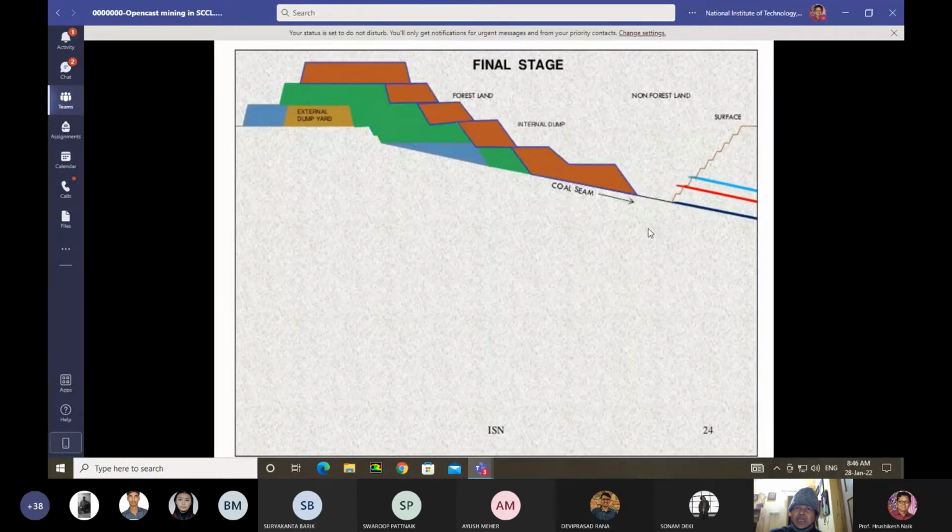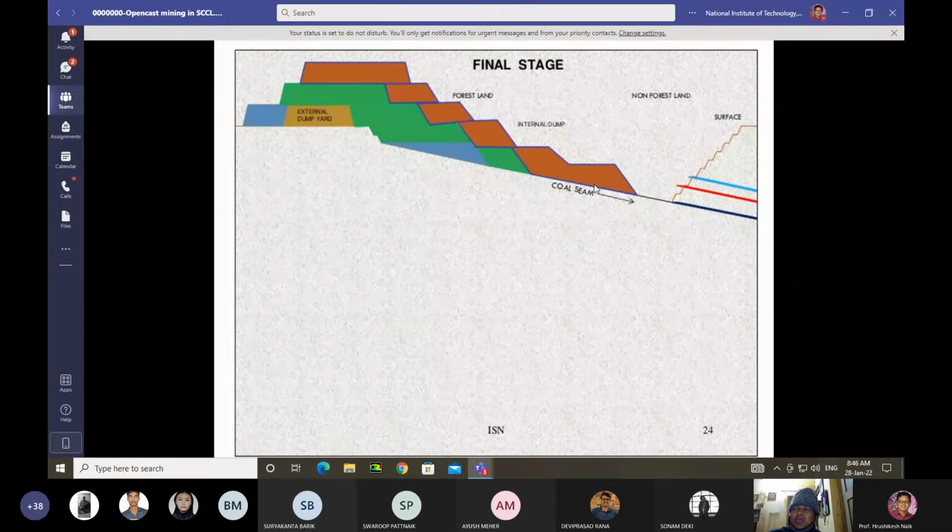In the final stage, you have already taken out the coal from this area, and you have forest land created in the internal dump. You have to plant the trees in this area, which is called your reclamation. So after the coal is taken out, the waste material is dumped here to create the forest land. And this is the layout on the right side of the bench.